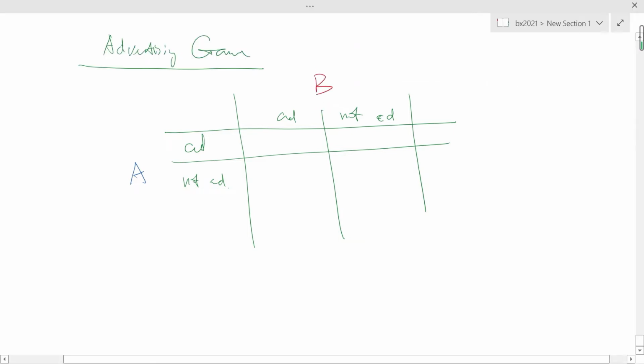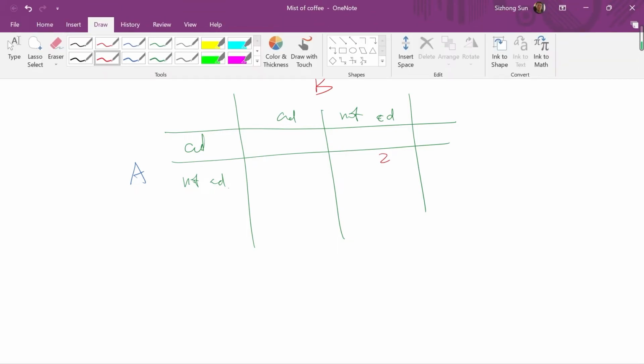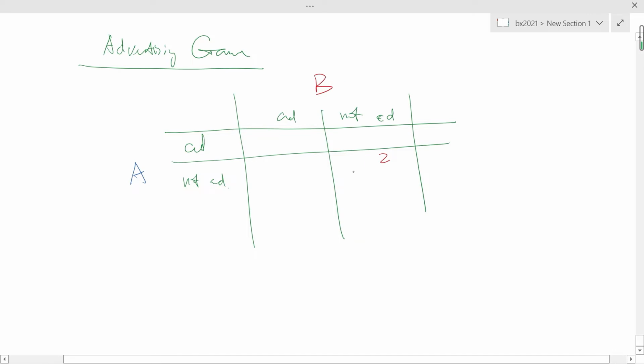If both of them do not advertise, then the payoff, the profit, B can make is 2,000 or whatever unit it is, and A can make 10. If B advertises and A does not, B's profit will increase, and A's profit would decrease to 6.